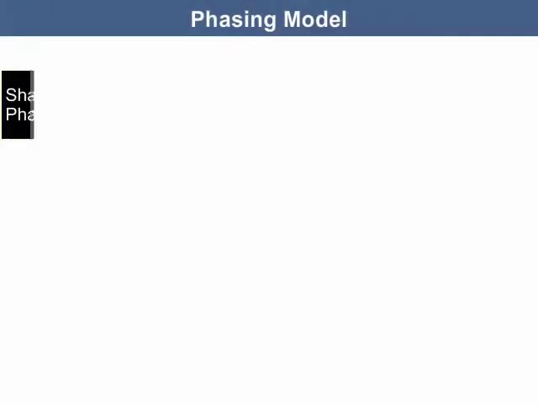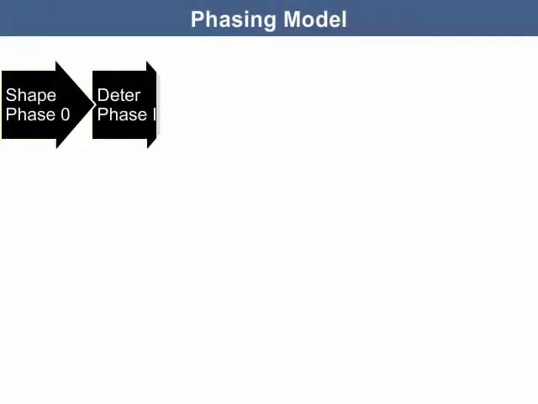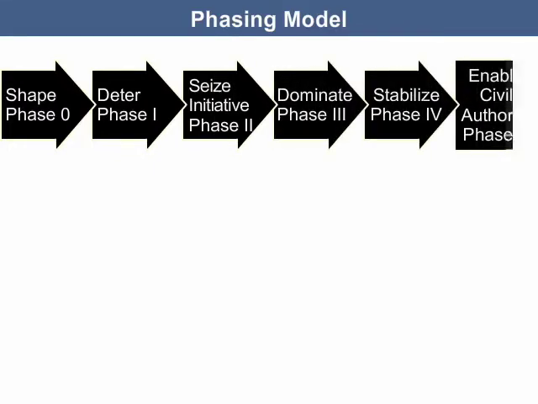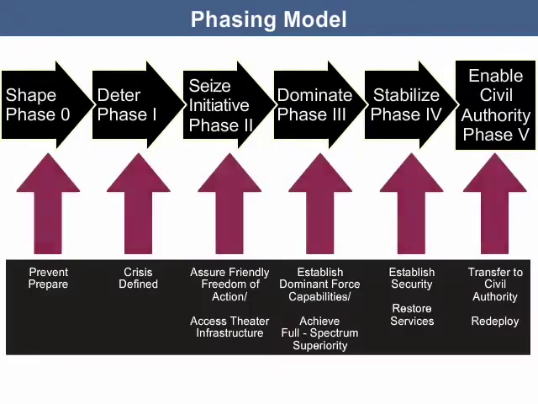Phasing. Phasing a joint operation plan, such as in shape, deter, seize initiative, dominate, stabilize, and enable civil authority, provides a flexible arrangement of smaller, related operations. Phasing assists Joint Force commanders and staffs to visualize and think through the entire operation or campaign and to define requirements in terms of forces, resources, time, space, and purpose. The actual number of phases used will vary with the joint campaign or operation and will be determined by the Joint Force commander.